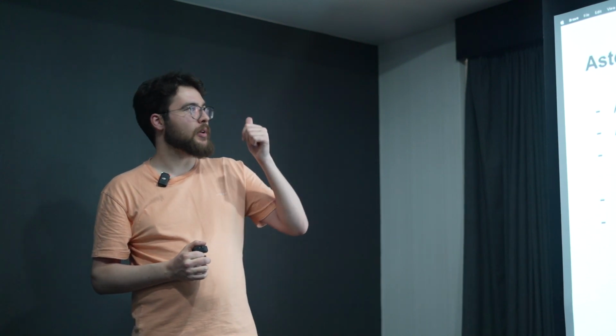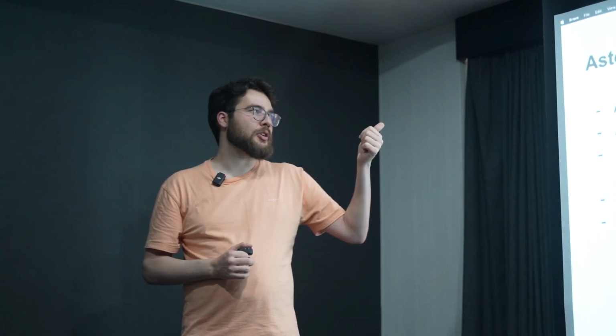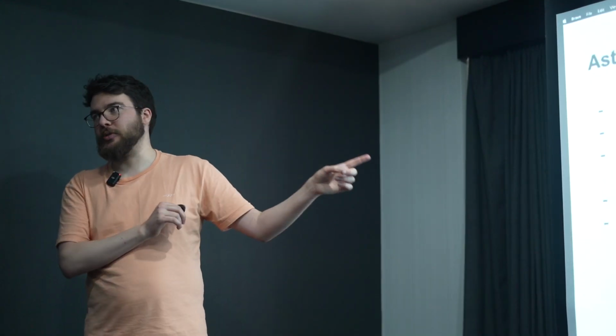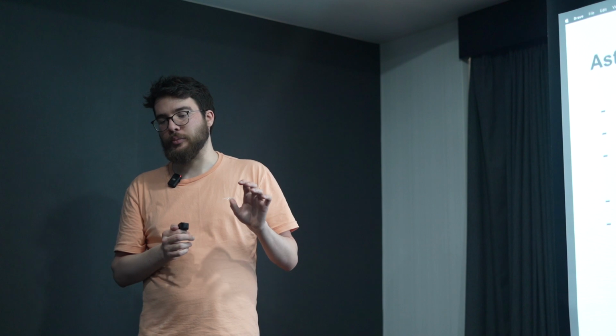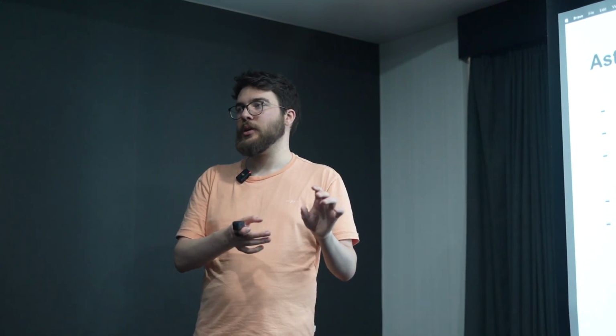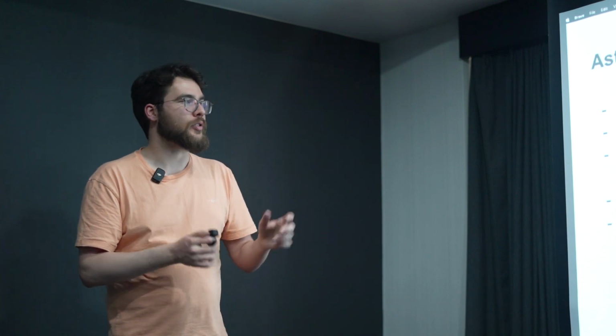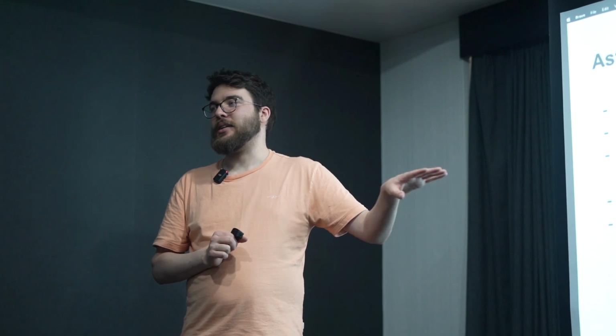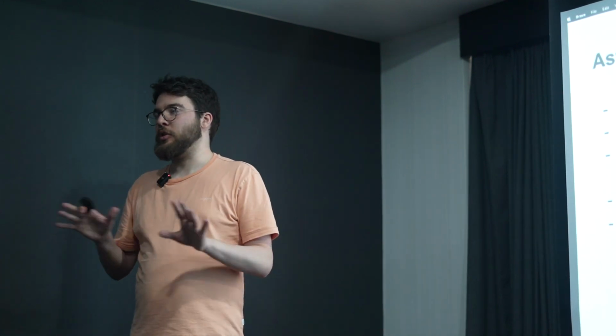And so the differences are, I went straight to 64-bit support with Asterisk. Asterisk mirrors the Go and Solidity syntactically. It's like trying to make the implementations look so similar that it's very easy to audit one and then cross-verify the other one. Then I don't use a Merkle-Patricia trie for Asterisk, I just use a binary tree. And then instead of trying to prove a whole lot about memory in the same step, I only do little bits at a time to try and simplify the process. Asterisk has no floating point support at all. Like there's no soft float, it's just a no-op.